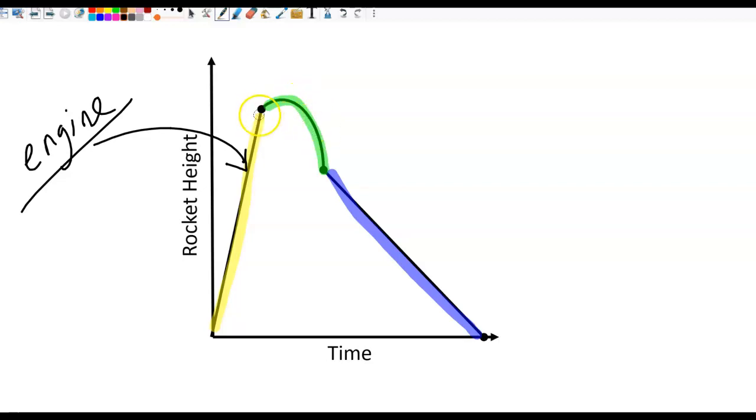The reason for that is because the engine ran out here, the fuel of the rocket ran out, and after that it flew up a little bit higher just because it had some momentum. But then gravity starts to pull it back down. So this little phase right here is what we would call free fall. The gravity is just pulling on it, right? And here's where the engine turns off.